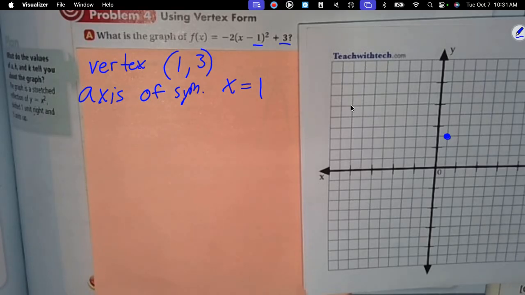Okay, is this a max or a min? Max? Why is it a maximum? Because it's negative. It's going down, it's like a frown.